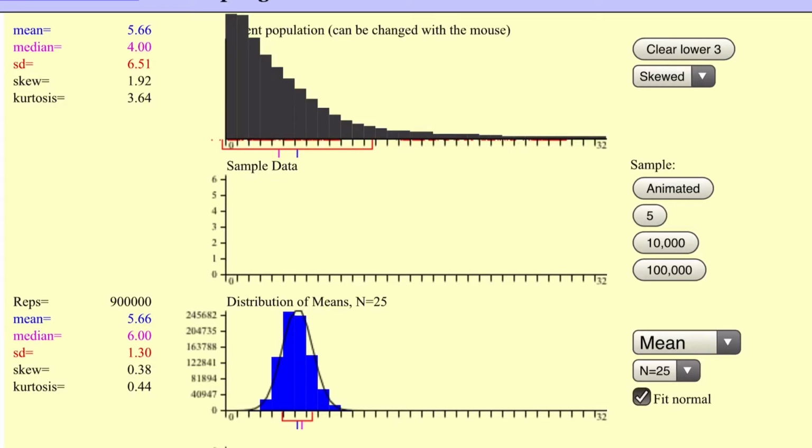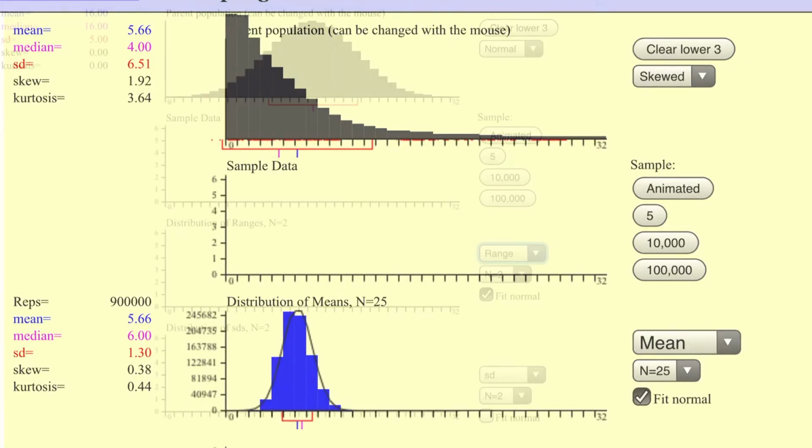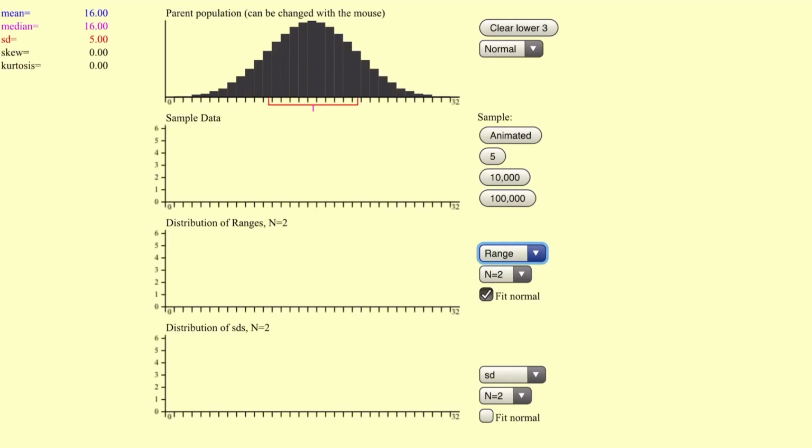But what the central limit theorem says is that there is a number that is big enough that the distribution will approach normality. In this course, we're going to just say for all distributions that we will encounter, big enough is 30.